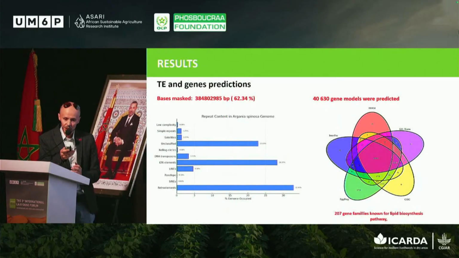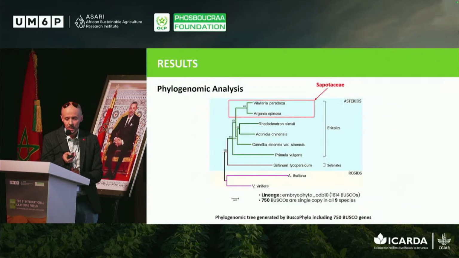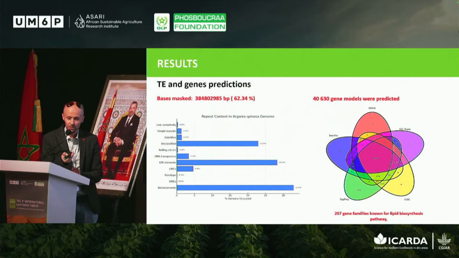For the annotation, we predicted the genes within this genome, and as you can see, we have around 60% of the genome composed of highly repetitive sequence. We ran a gene prediction and have around 40,000 gene models predicted. As a preliminary result, within these 40,000 genes, we have 207 gene families for the lipid biosynthesis pathway.